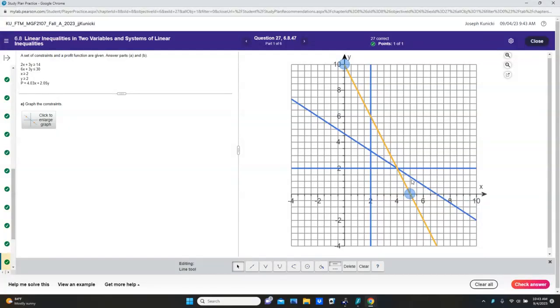So we're in this little rectangle because we're above the blue diagonal line, below the yellow diagonal line, and we're in the first quadrant to the right and above of the two horizontal and vertical lines. So we're right in here. This is my feasible region.